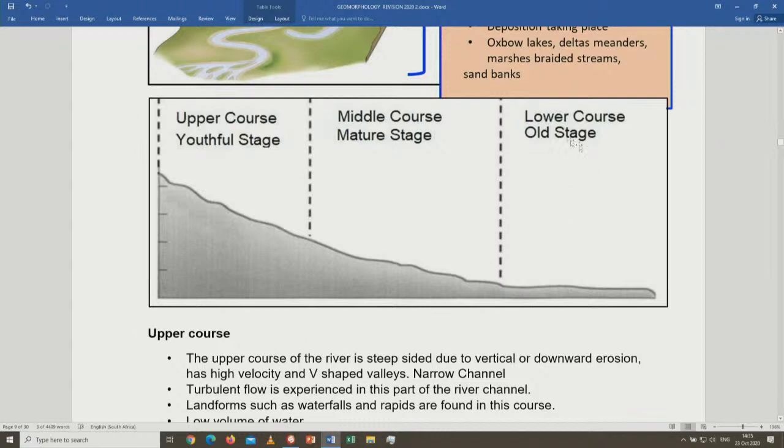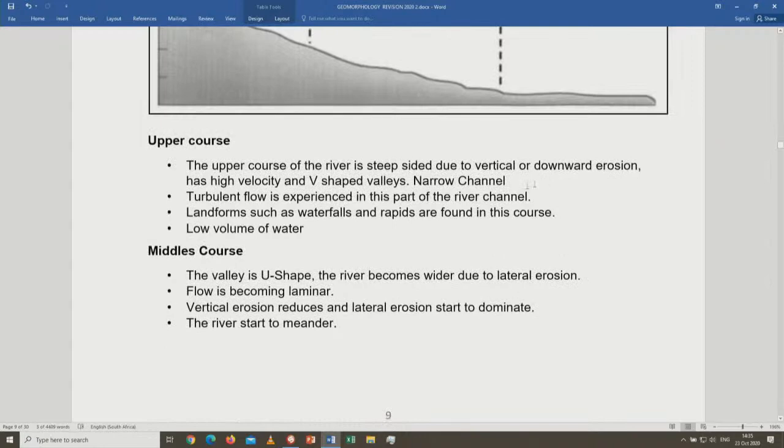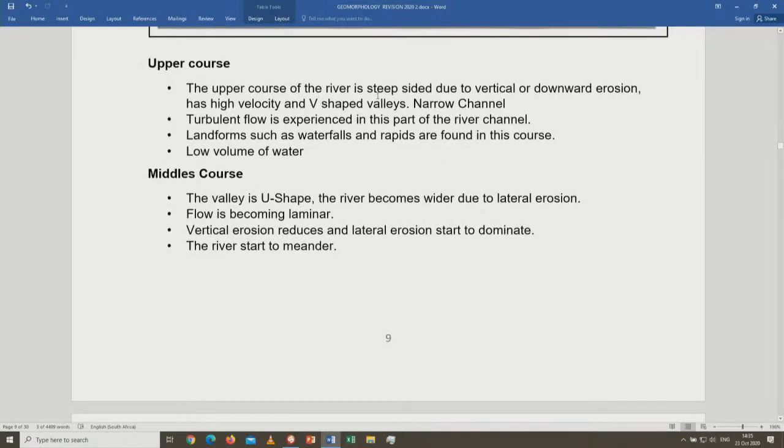That simply means the gradient is playing an important role here in order for you to understand the formation of features in an upper course, the formation of features in the middle course, and also at the lower course. Here also, upper course: steep sides due to vertical erosion. There's a high velocity of water there, and also a narrow channel. Also associated with turbulent flow. Low volume of water over there.